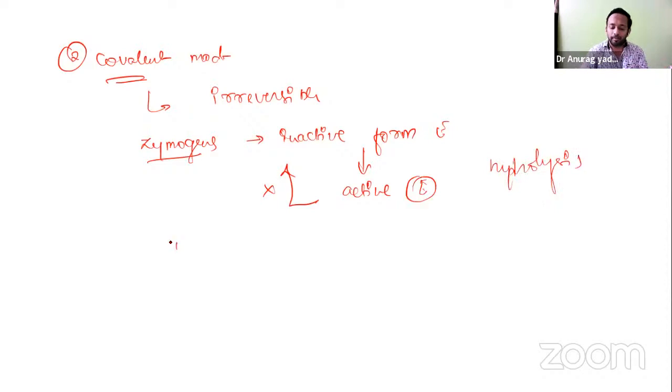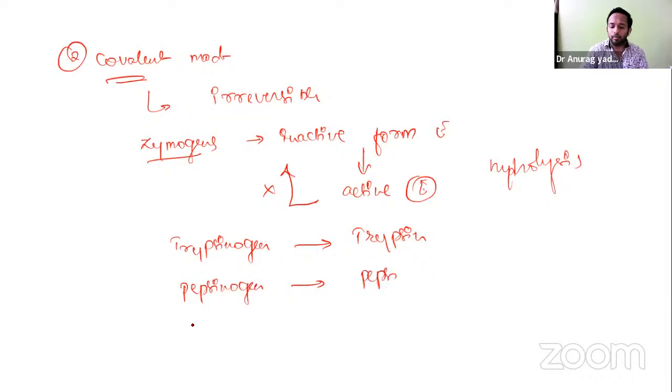Like for example, most of the enzymes like trypsinogen is converted into trypsin. Trypsinogen is a zymogen, the inactive form of the active enzyme trypsin. Similarly, pepsinogen is converted to pepsin. Fibrinogen is converted to fibrin. So all these are examples for the covalent modification.